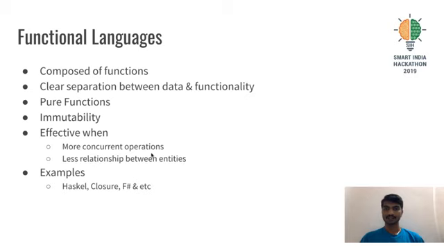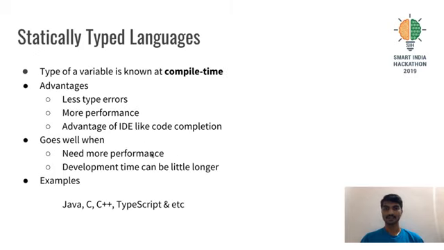Okay, now let's go into the other type of languages. This is statically typed languages. These language types are based on how types are defined in a particular language. For example, in statically typed languages, the type of a variable is known at compile time itself. The compiler knows what kind of data can be held in a particular variable.